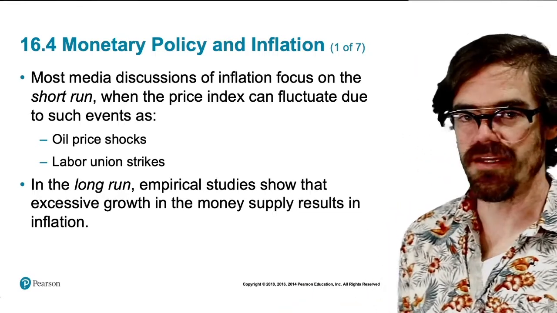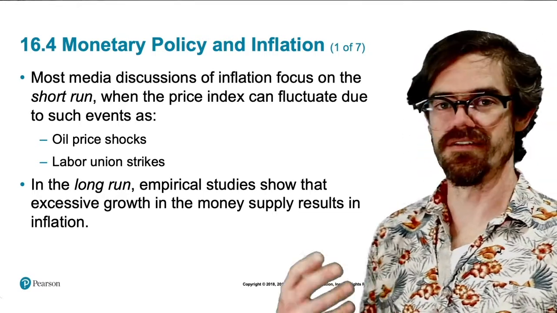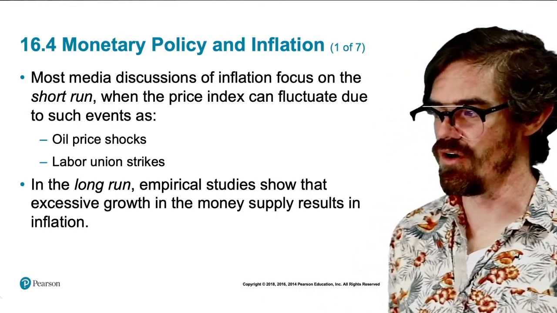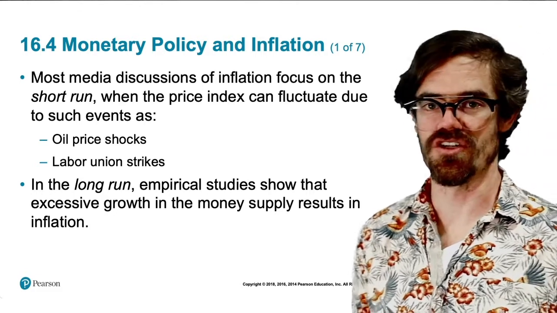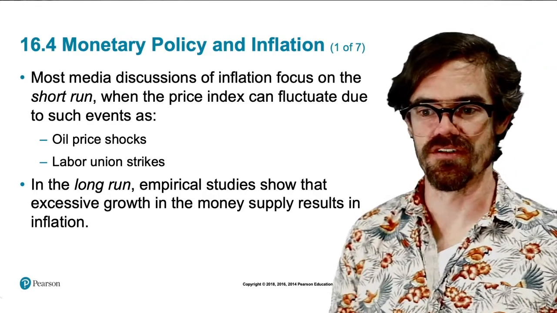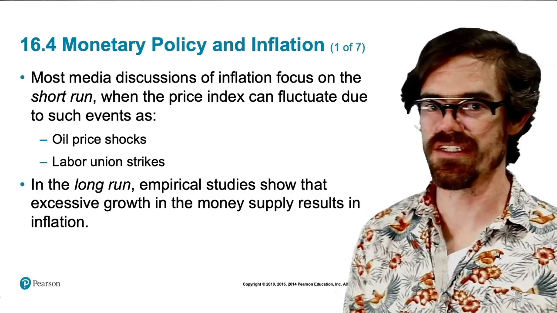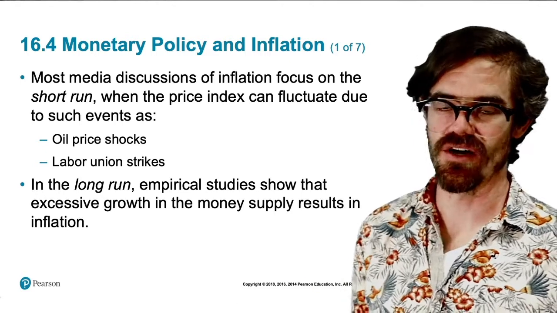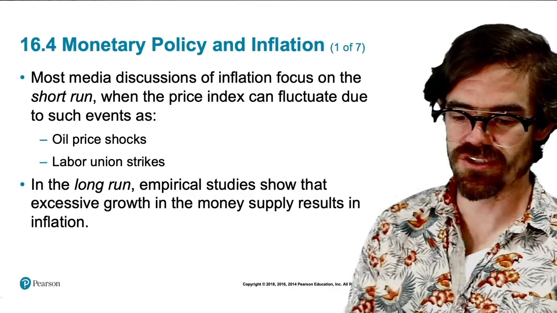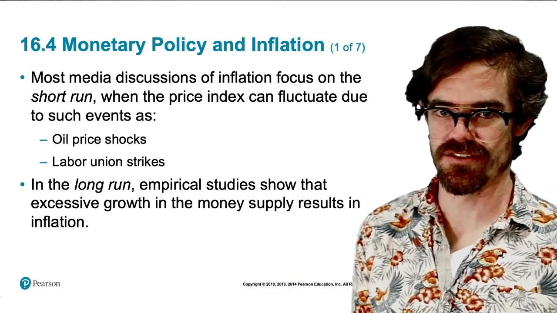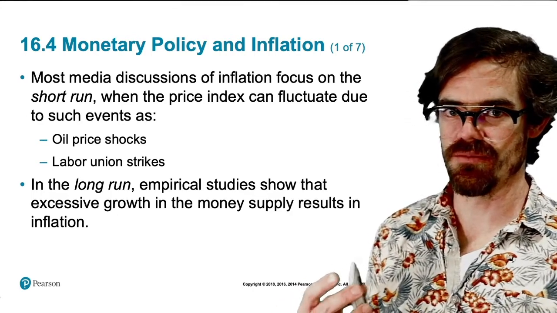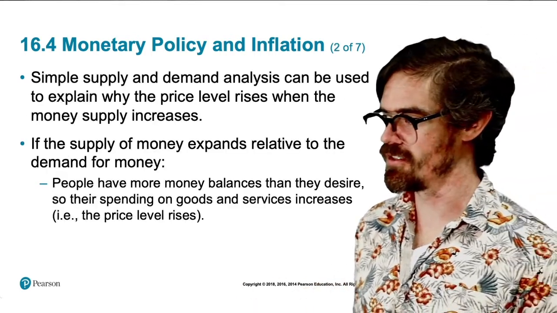In the long run, empirical studies show, right? Studies using data collected from the real world show that excessive growth in the money supply results in inflation. We talked about hyperinflation in a previous chapter, and it basically was the result of a country just printing money excessively, without any regard for the ramifications. And as we saw in those examples of hyperinflation, like Zimbabwe, we saw that there's a direct connection between money supply and inflation. And that's basically what we're going to discuss here.